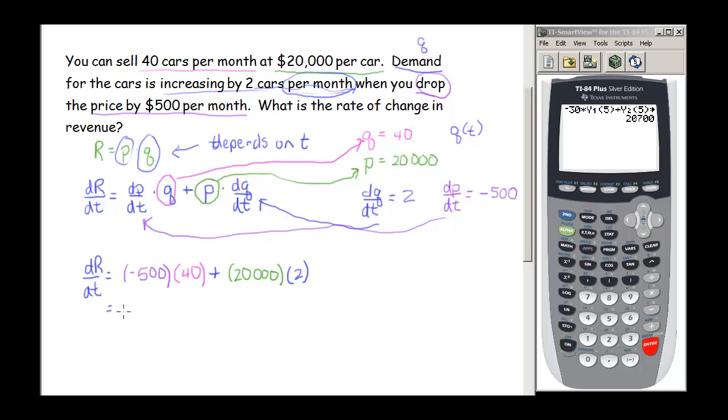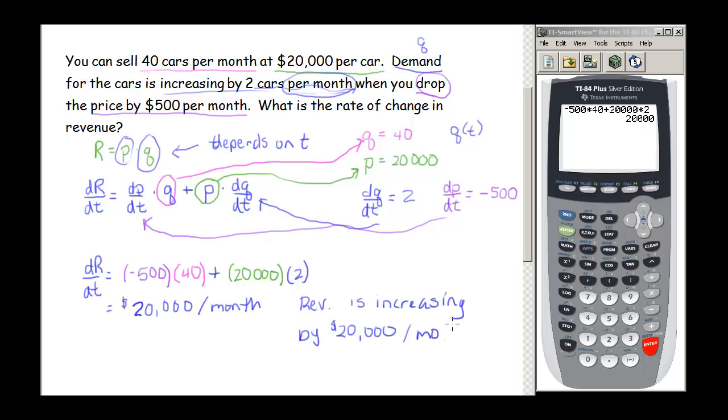Okay, so we go and plug this into our calculator if you need to, and we get 20,000. So this equals 20,000. Let's think about our units here. We're talking about revenue, so that's going to be dollars per month because the units of our time are in months. So this tells us that our revenue is increasing by $20,000 per month.